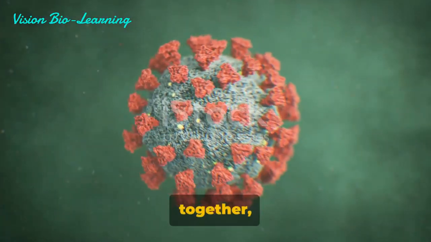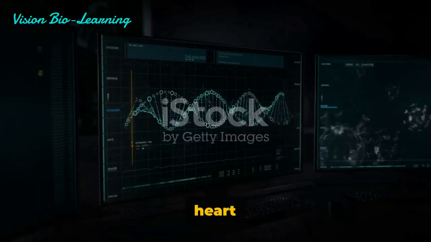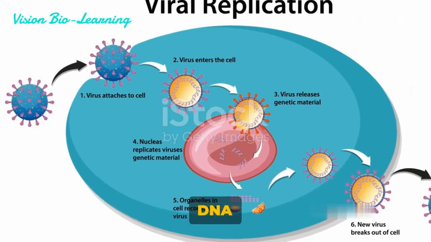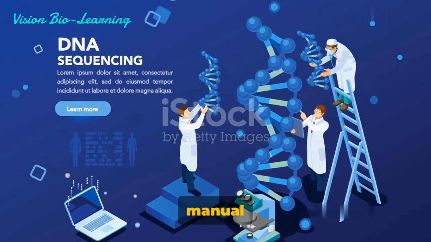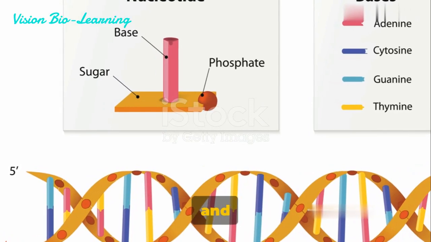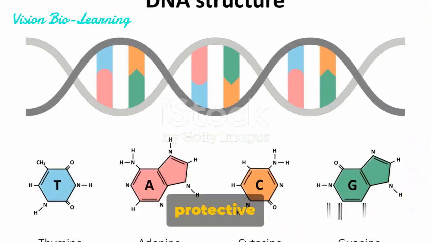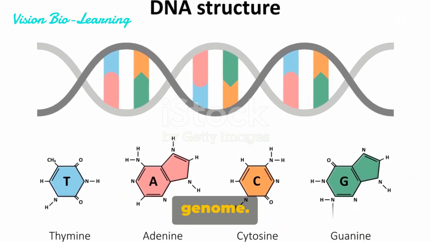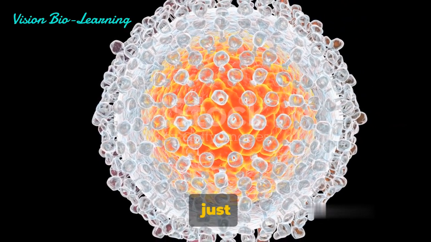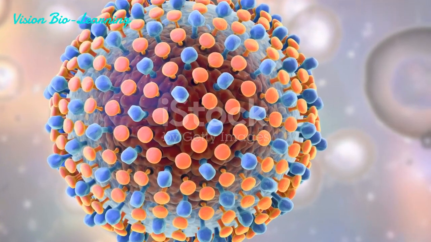To bring it all together, let's summarize the molecular structure of viruses. At the core, we have the heart of the virus, the nucleic acid. Acting as the viral genome, this DNA or RNA blueprint is the instruction manual for viral replication. The nucleic acid can be single or double-stranded and may even vary in its sense orientation. Next, we have the capsid, the protective protein coat encasing the viral genome. Formed from structural subunits known as capsomers, the capsid serves not just as a shield but also a vehicle for attachment and penetration into host cells.